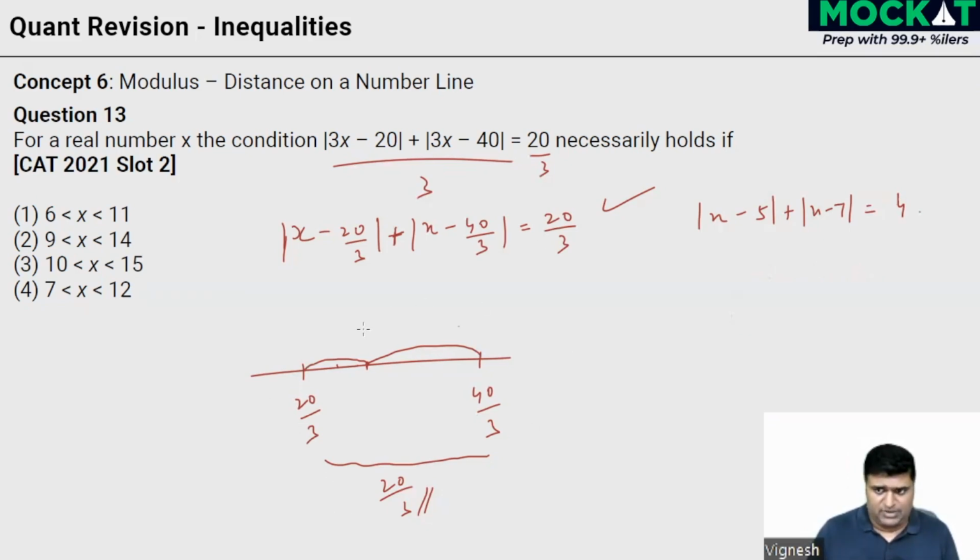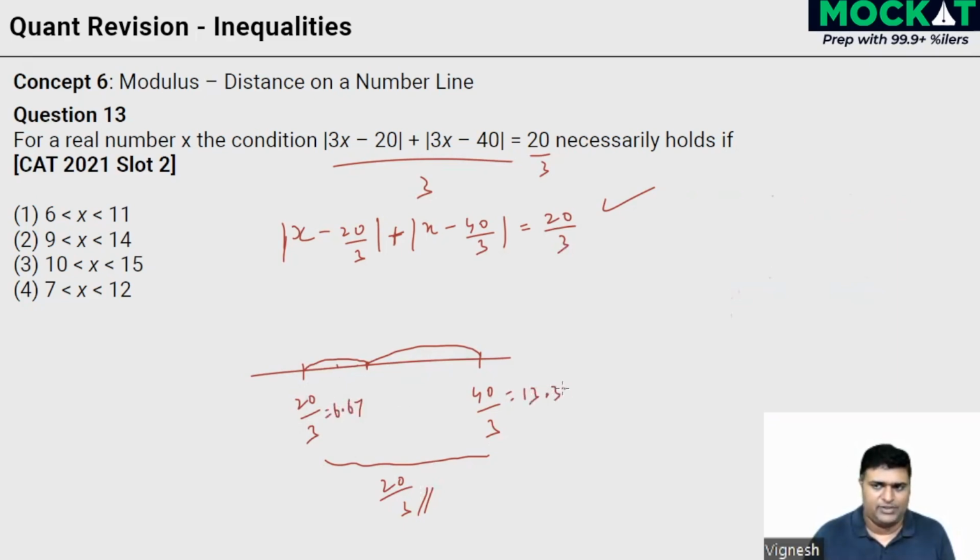Coming back to this, right? Coming back to what we have at hand, right? So I just gave you those integer values so that it's easy for you to understand. It's the same over here, 20 by 3 and 40 by 3. Difference is 20 by 3. Any point in between satisfies this. So what is 20 by 3? 6.67. 40 by 3 is 13.33.